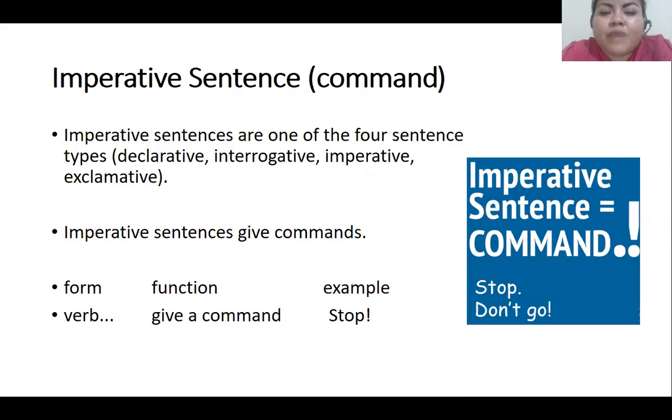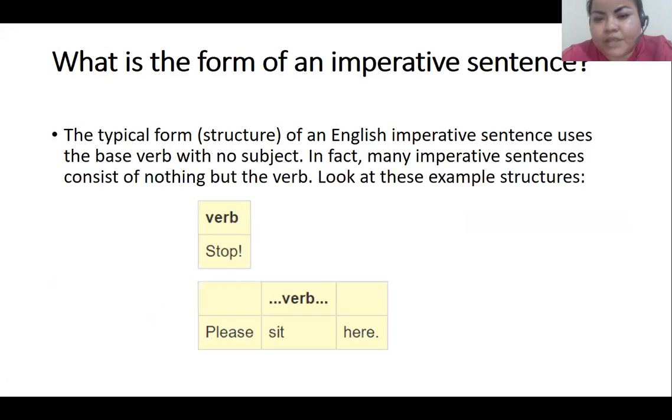And it says there, imperative sentences are one of the four sentence types that we have in English. We have declaratives, interrogatives, imperatives, and exclamatives. So imperative sentences give commands. For example, stop. Don't go. So this is composed by a verb. What do we have? A verb, stop, that's a command. Eat, that's a command. El simple hecho de mencionar un verbo, that is going to be a command.